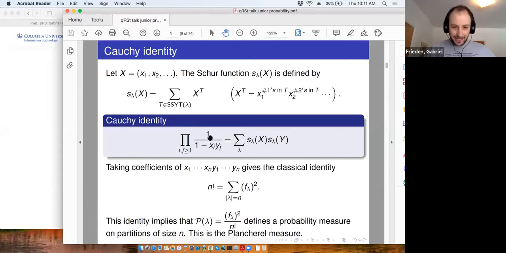And then on the left-hand side, it's not too hard to see that the coefficient of this monomial just corresponds to permutations. So there's n factorial of them. So this is a very classical identity that goes back to Alfred Young, I believe, in his study of representations of the symmetric group.